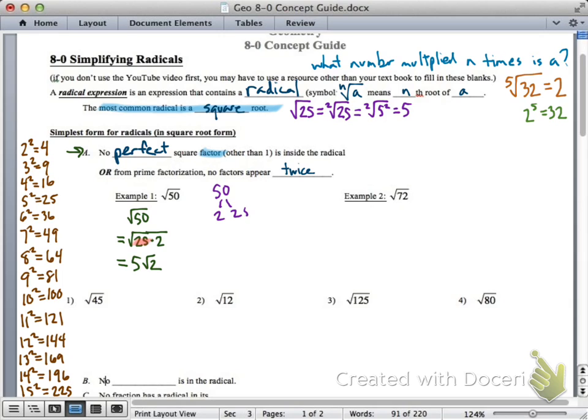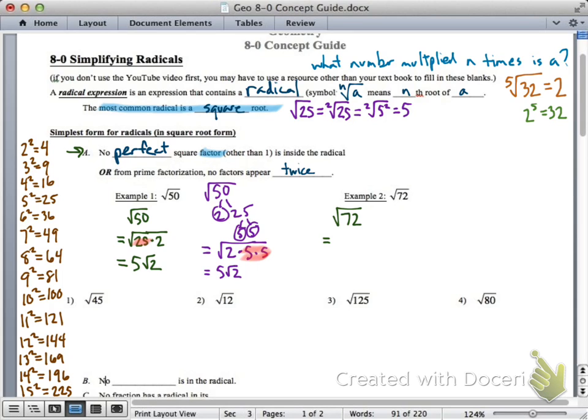Another way to do this is to break 50 into its prime factorization. 50 is equal to 2 times 5 times 5. So what number is being multiplied by itself 2 times inside of 50? The 5. So we can take the square root of 5, it comes out, the 2 stays in, and we're left with 5 square root of 2. As you do these, I want you to try both ways to see which one feels better to you. I'm actually going to do example 2 over here, the square root of 72, 3 times.